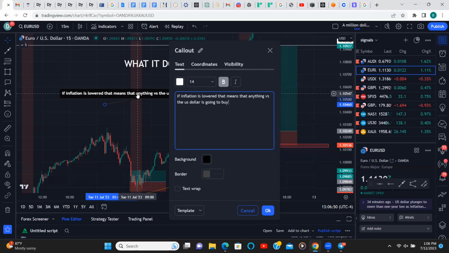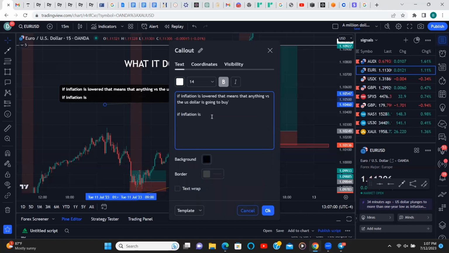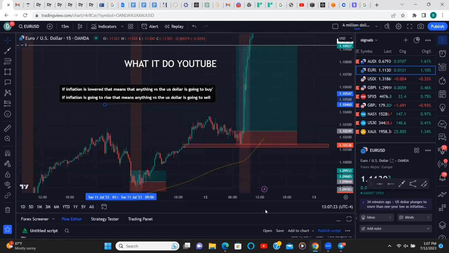And if inflation is going to rise, that means anything versus the US dollar is going to sell 1,000%, 1,000% each and every single time. So that's exactly pretty much what happened today.